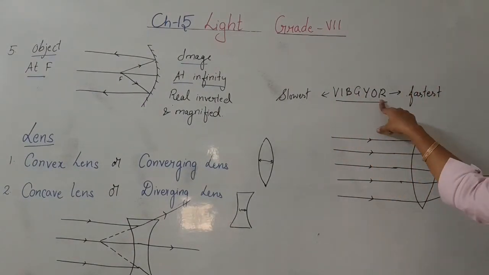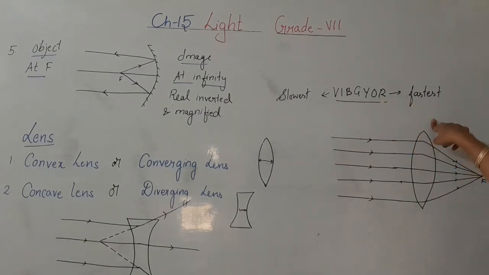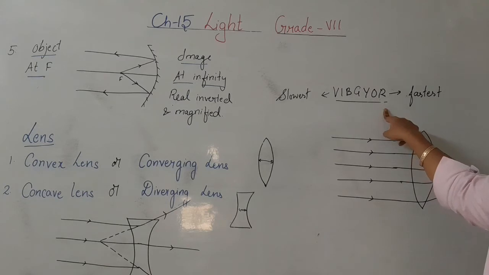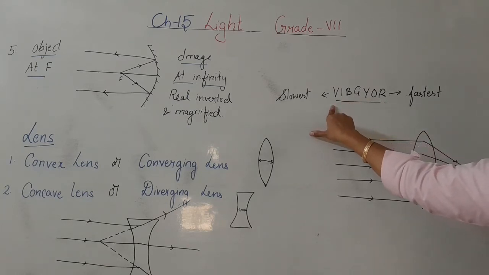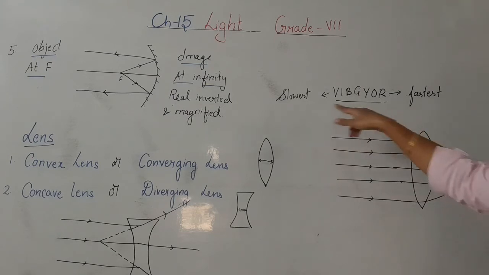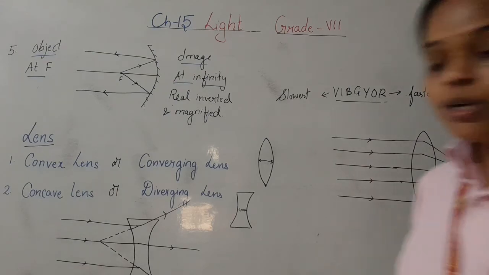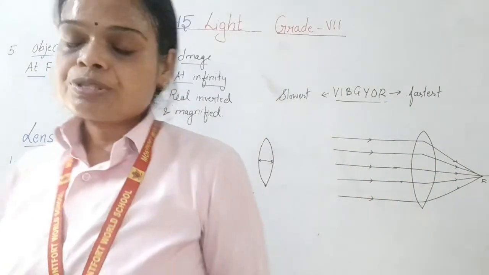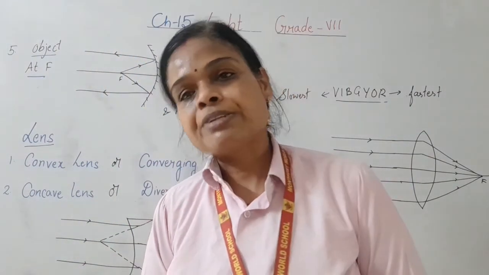Red light travels the fastest, and violet light travels the slowest. So red light bends the least and violet light bends the most. Whenever light passes through a prism, it splits into 7 colors, which is called dispersion of light, and these 7 colors are called the spectrum.